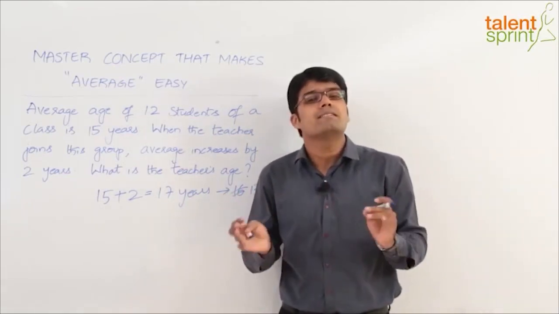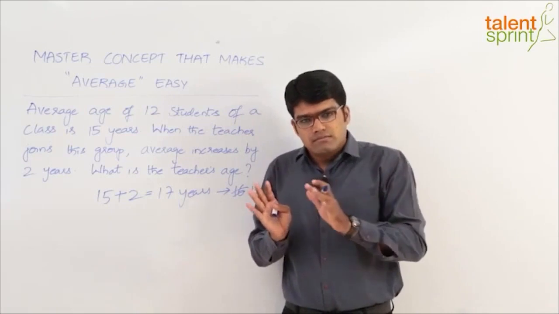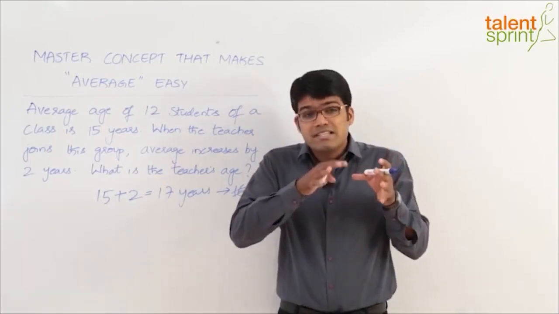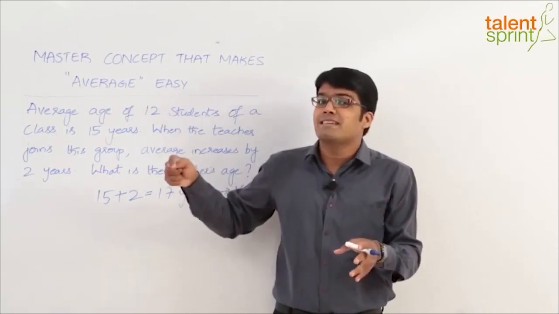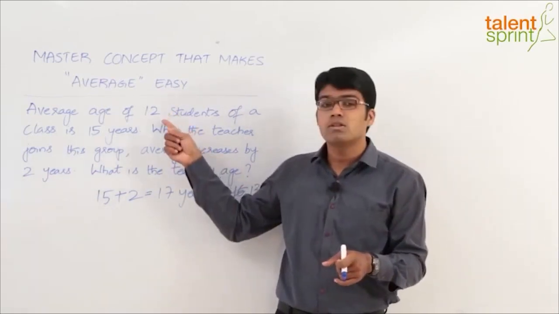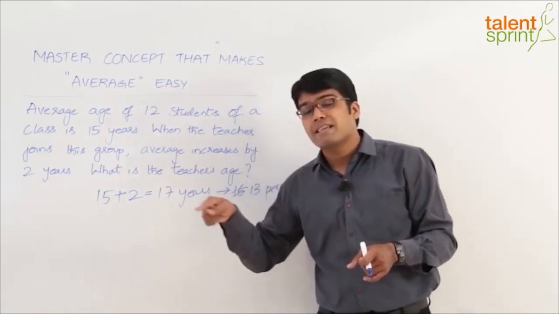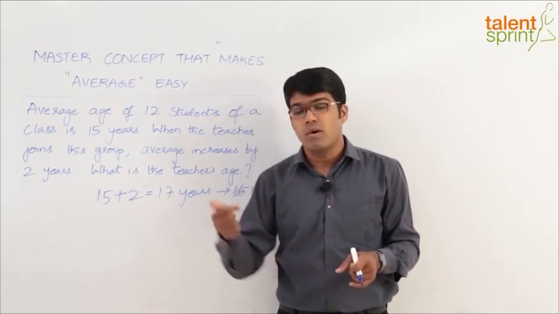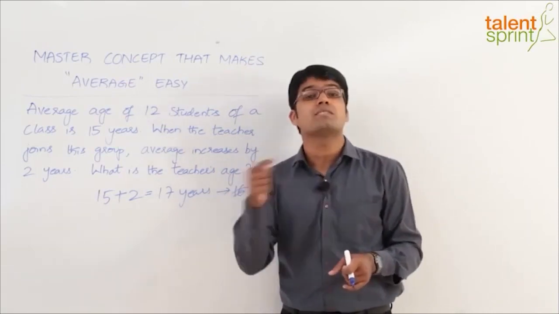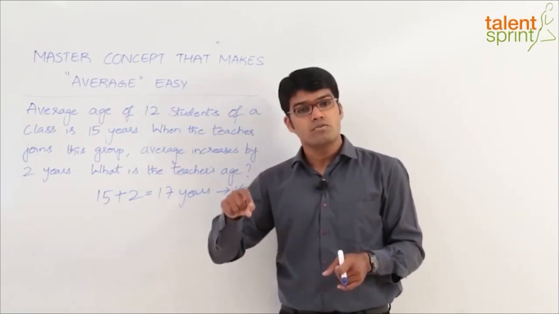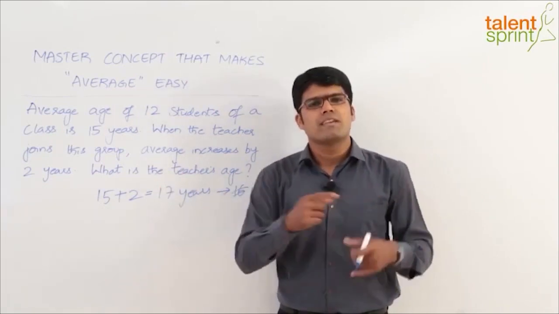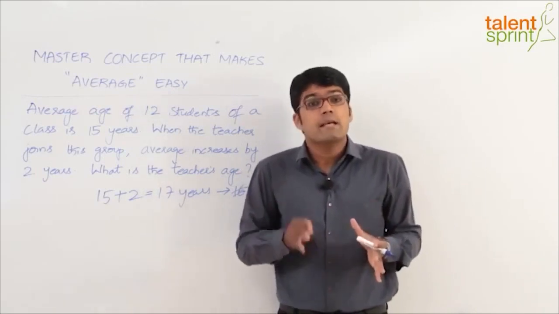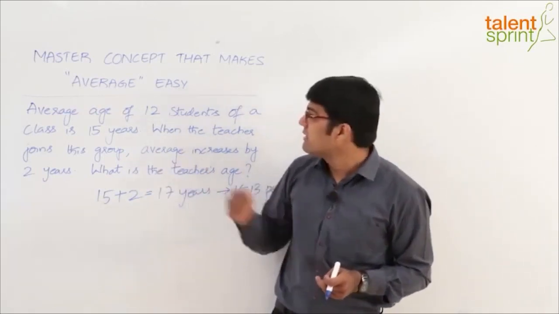Now, we need to calculate the teacher's age. Look at it. As per equal distribution, the teacher is 17 years old. But because the teacher has joined the group, each person's age here has increased by 2 years. Earlier, all the 12 students were 15 years old, but now they are 17 years old. That means there has been an increment of 2 years in each of their ages. Why did this happen? Because of the teacher, right? This goes to the teacher. 2 years contribution to each of the students is by the teacher. So we can simply say that the teacher's age is 17 years, which the teacher already has, plus 2 years given to all the 12 students, right?